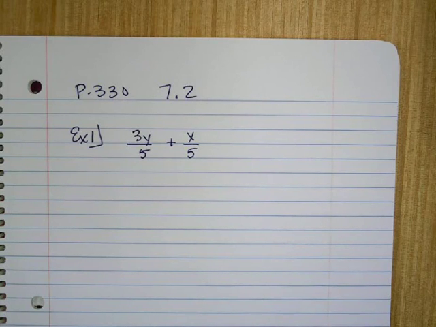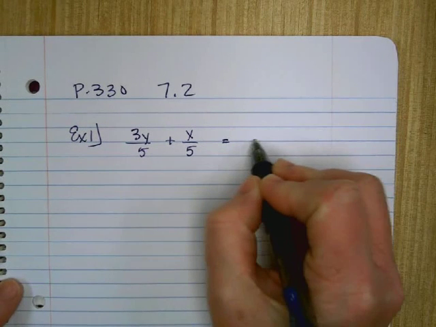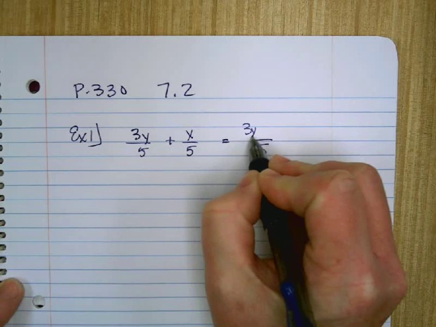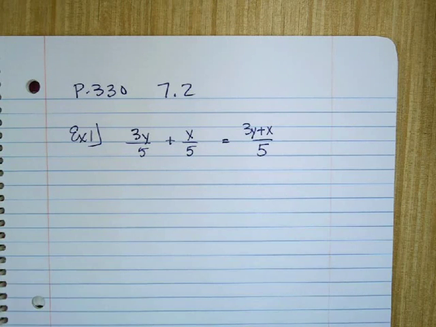Okay. Do these two have a common denominator? Yes. Page 330. Everybody get there. Okay. If your denominators are the same, add your numerators. So we get 3y plus x.